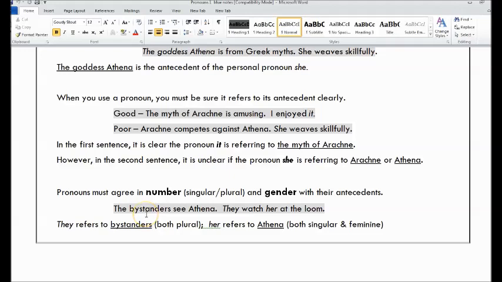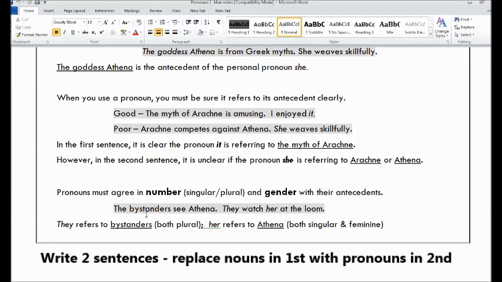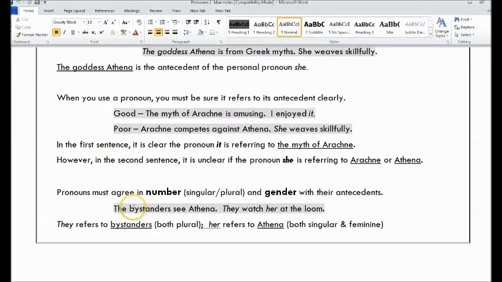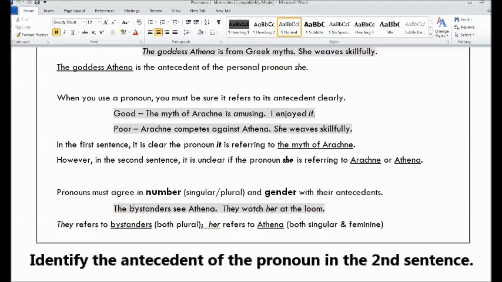Two sentences, one sentence with the nouns, and then a second sentence replacing your noun with a pronoun. And you must tell me what the antecedent of your pronoun is. So what's the noun being replaced in the second sentence with your pronoun?